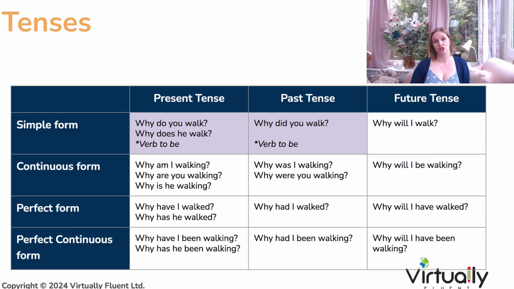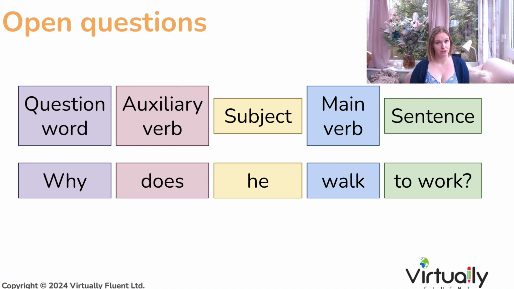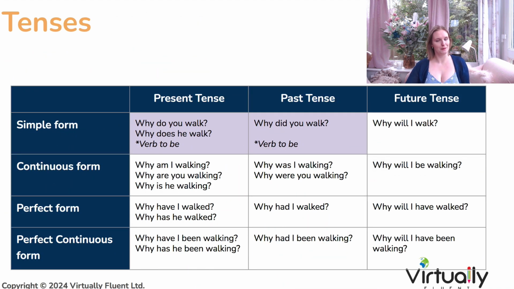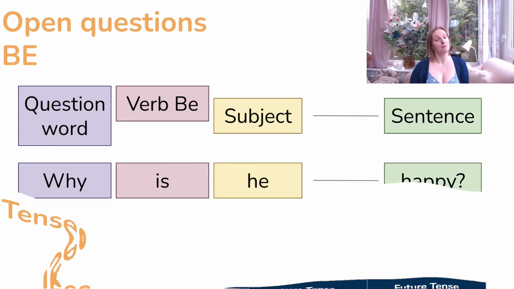Now, if we move on to those open questions, all we're going to do is insert a question word at the beginning of all of those questions before the auxiliary verb. And this is the same again in all 12 tenses. Question word, auxiliary verb, subject, main verb, which can be in any form, and the rest of the sentence. For example, why does he walk to work? And again, if you have a second or even a third auxiliary verb, that will go between the subject and the main verb. Remember that the present simple and the past simple have those 2 additional forms with the verb to be, but it's exactly the same.